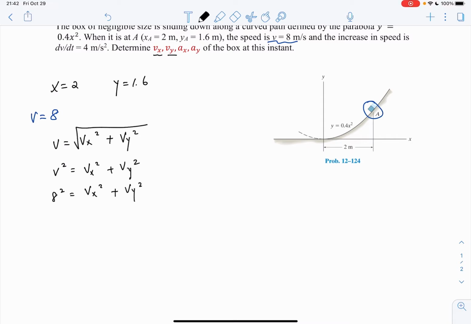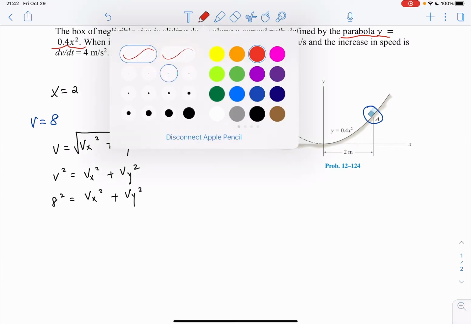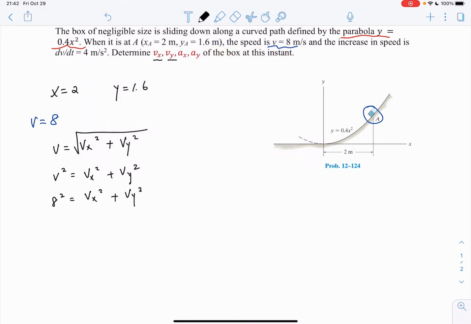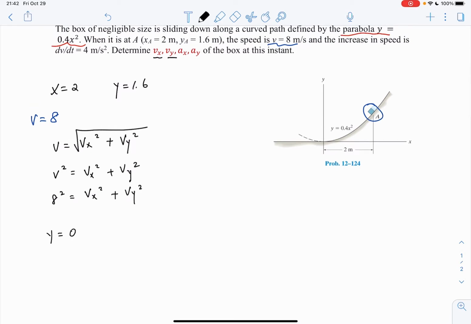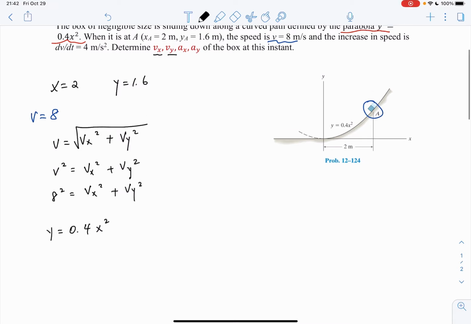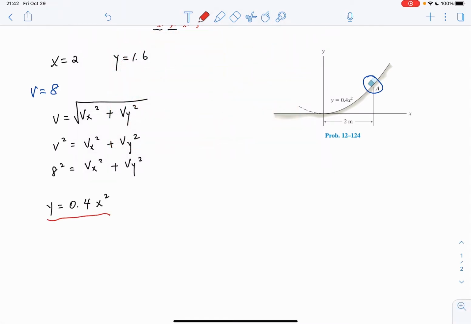But we are also given that the box is following the path where y equals 0.4x squared. Then we have y equal to 0.4x squared. Okay, we are also given this one. Now let me put some highlight here.